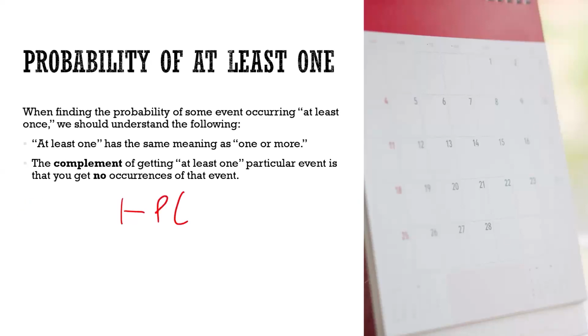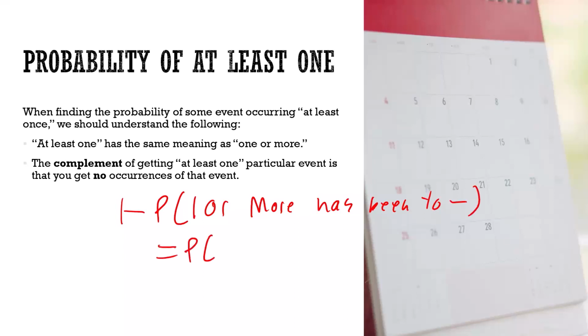One minus the probability. So let's say I select 100 people. The probability that one or more has been to, I don't know, wherever. One minus that is the probability that none have been. Or vice versa. The probability that none, actually, this is easier. Let's say I select 10 people. The probability that at least one of them has been to Mexico is going to be 1 minus the probability that none of them have been to Mexico. Are we following what I'm saying?